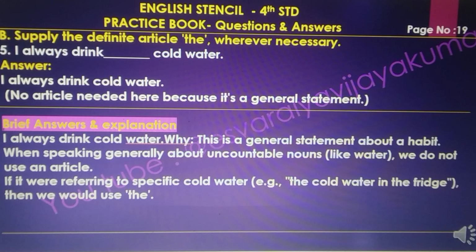And fifth one: I always drink dash cold water. I always drink cold water. No article is needed here because it's a general statement. The brief answer and the explanation of these questions. I always drink cold water. Why? This is a general statement about a habit. When speaking generally about uncountable nouns like water, we do not use an article. If it were referring to specific cold water, for example the cold water in the fridge, then we can use "the".